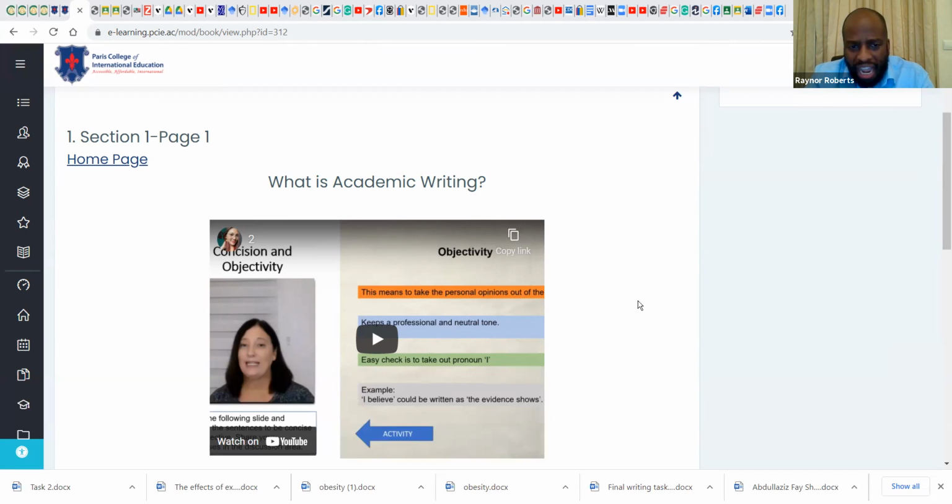In academic writing, we're not writing to show how smart you are. We're not writing to show that you have a big vocabulary. This is not the point of academic writing. In academic writing, we use words that are appropriate to the topic that will help us create context, and we use high frequency words.